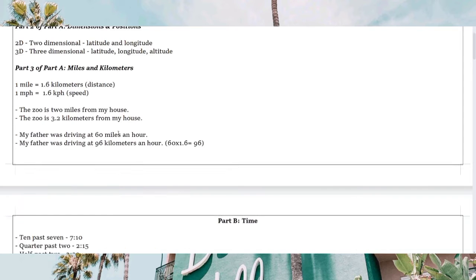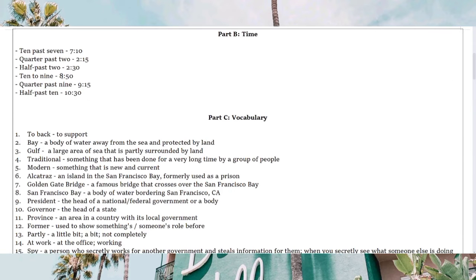Right. Okay, let's revise time. 10 past 7 means 10 minutes after 7, but you don't say it's 10 minutes after 7. You either say 10 past 7 or simply 7:10. What's the time? It's 7:10. Or it's 2:15, not 15 minutes after 2 p.m. or 2 o'clock or 2 a.m. That's not how you speak or read out the time.